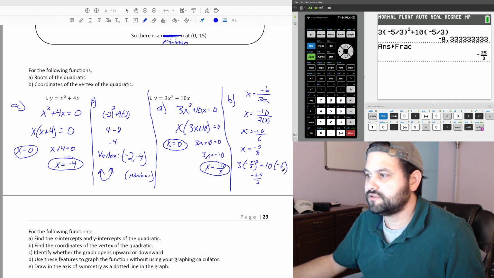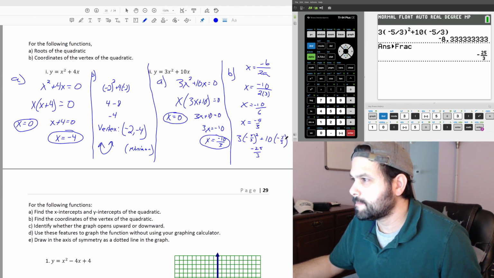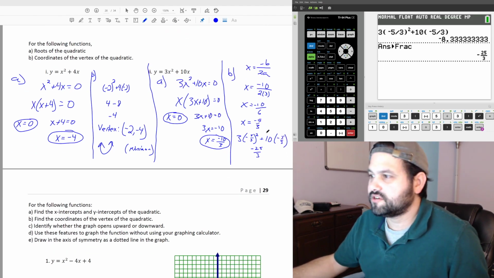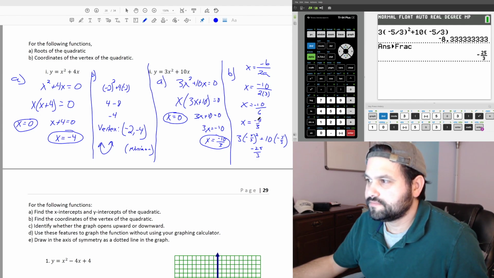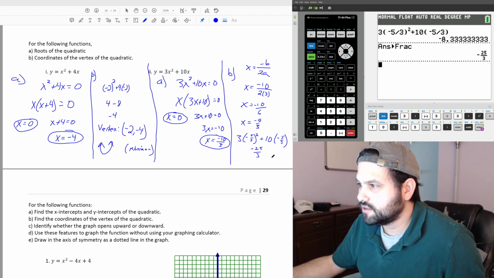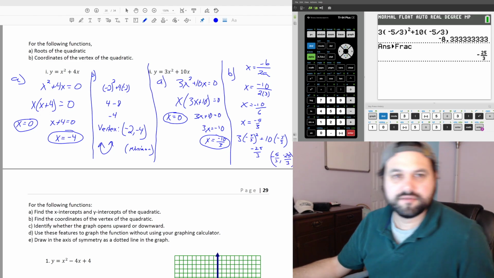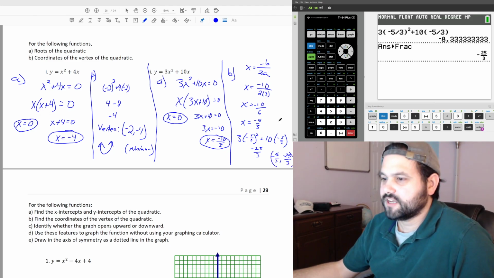-25/3 was the y value. So the coordinates of my vertex, you guys can still see this, right? Yeah. The coordinates of my vertex, here's the x value, here's the y value. So the coordinates would be -5/3, comma, -25/3 for part B. All right?